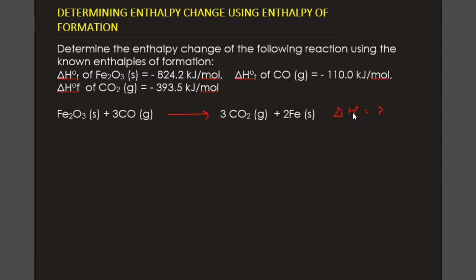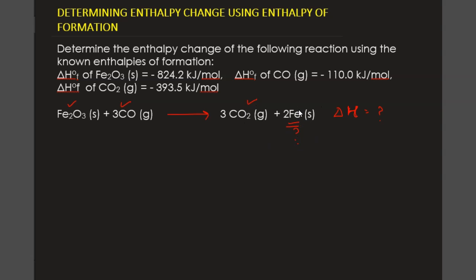This is our goal. If I want to find out delta H for this, all I have to do is use my enthalpy of formations. Now you would see that I've been given enthalpy of formation of this, I've been given for carbon monoxide, I've been given for carbon dioxide, but I've not been given anything for this.